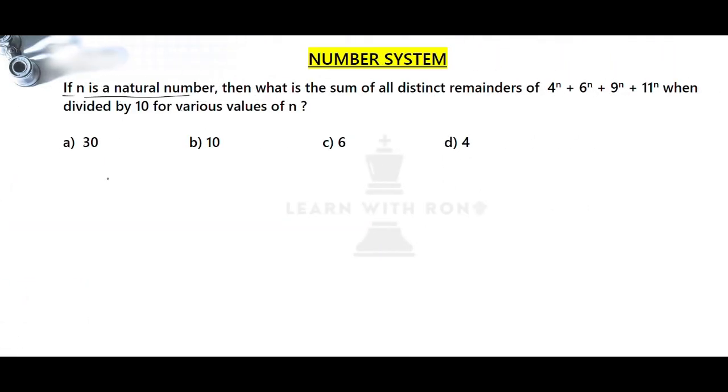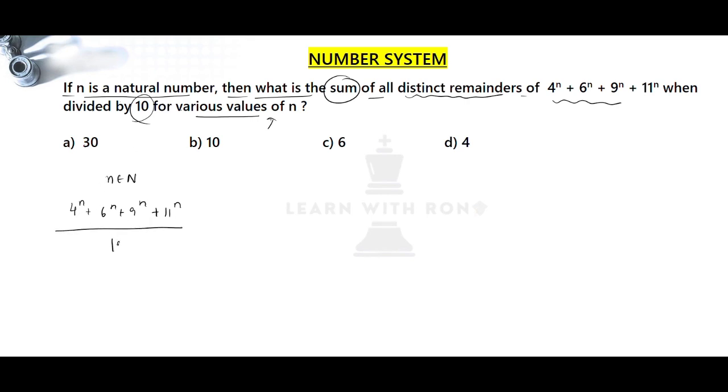Okay. Next question. See this question here. If n is a natural number, here they have given n belongs to natural numbers, then what is the sum of all distinct remainders of this expression when divided by 10 for various values of n? First, let us understand what the question asks us to find. Here we are given an expression: 4 to the power n plus 6 to the power n plus 9 to the power n plus 11 to the power n, right? For different values of n, we'll get different values, right? When this type of expression is divided by 10, we'll get different remainders, right? For different values of n, we'll get different remainders.